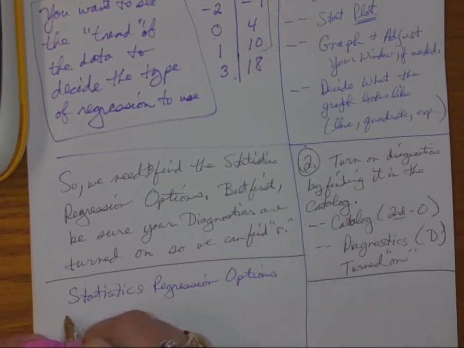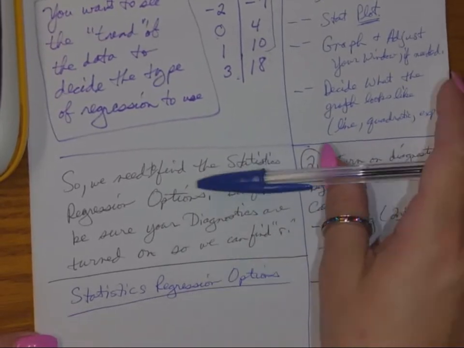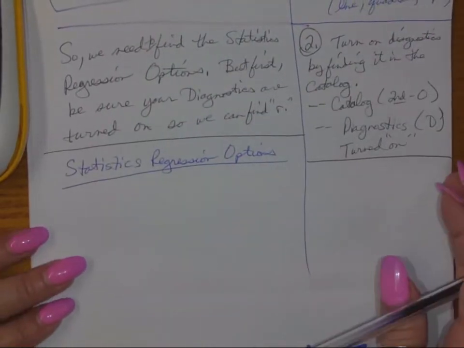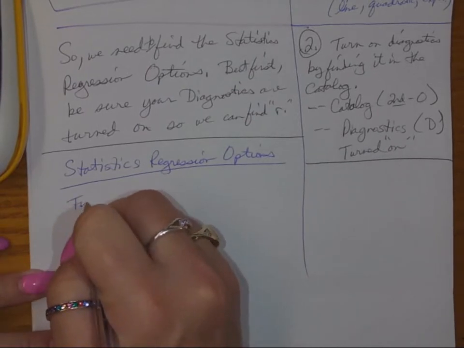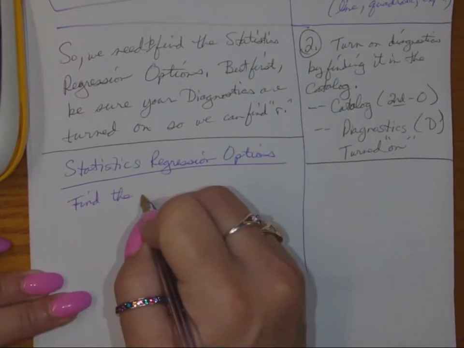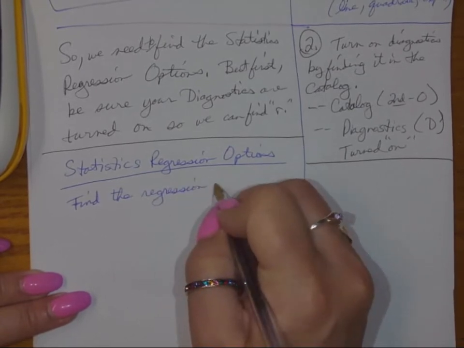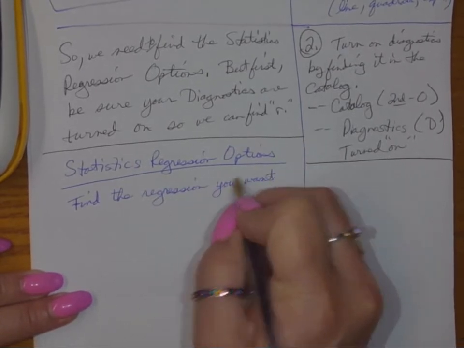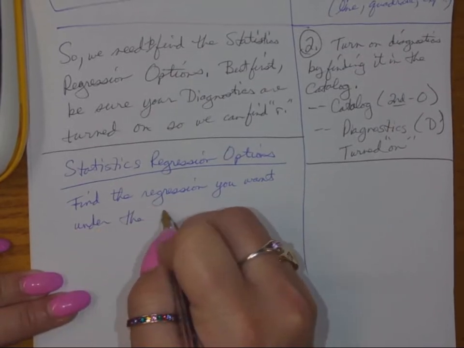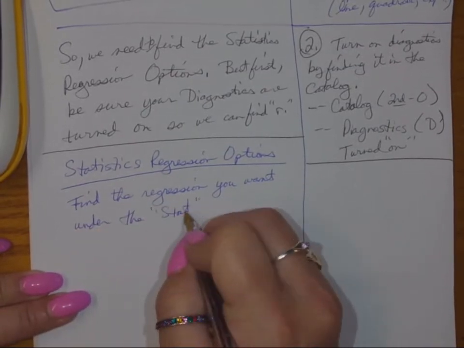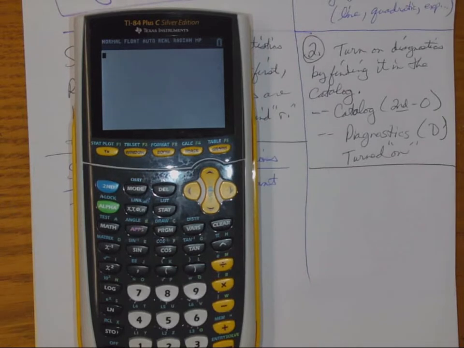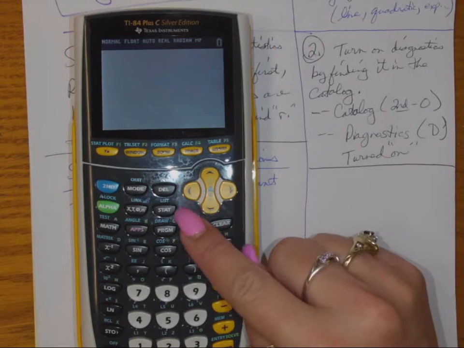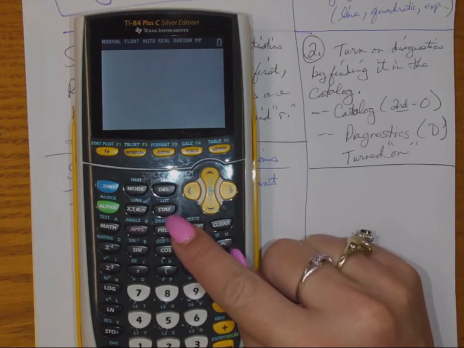Okay. Now, unfortunately for us, we've already seen this screen. The statistics regression options. Okay, we want to go back to find the regression you want. Under the stat key. Okay, that's what we're going to do. So we got to come back over here, and I need to find that stat key again. You'll get used to using it. Again, here's my arrows, and it's just to the left, stat. See it? All right, stat.